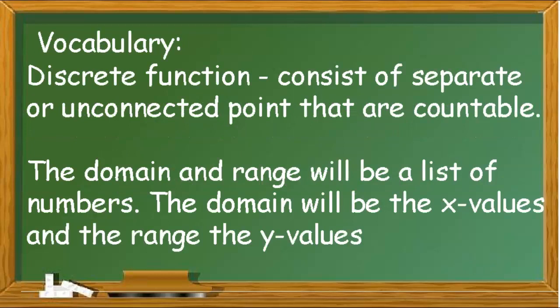So let's start with our vocabulary that you need to get in your book. The vocabulary for discrete function is that it consists of separate or unconnected points that are countable. So things that we can count. So the domain and range will be a list of numbers. The domain again will be your x values and the range will be your y values. So please pause and get this into your notebook.